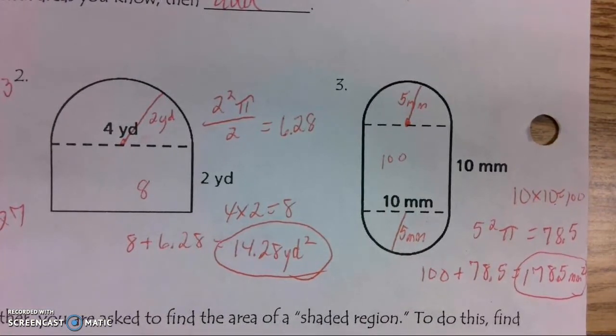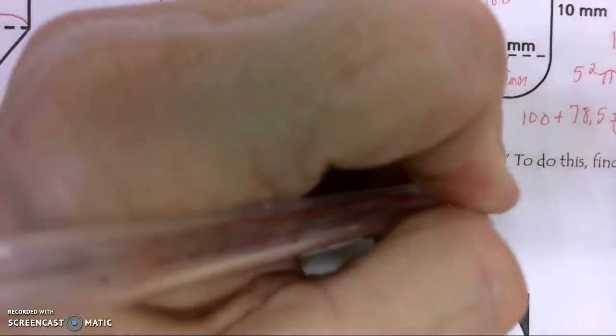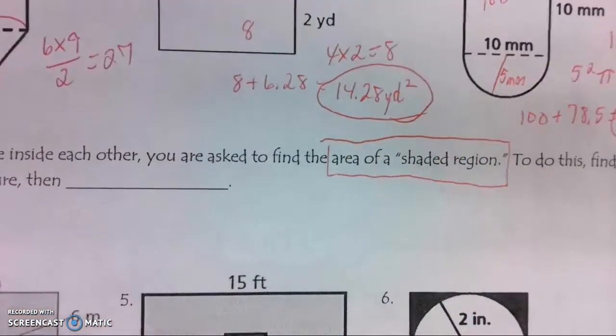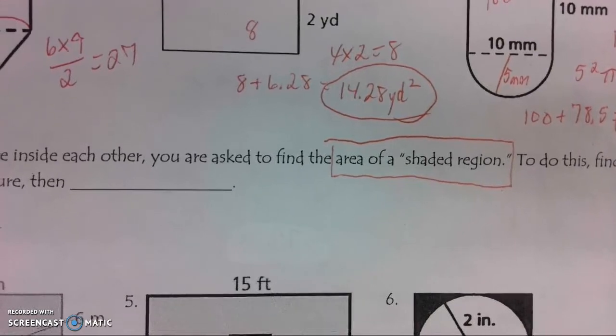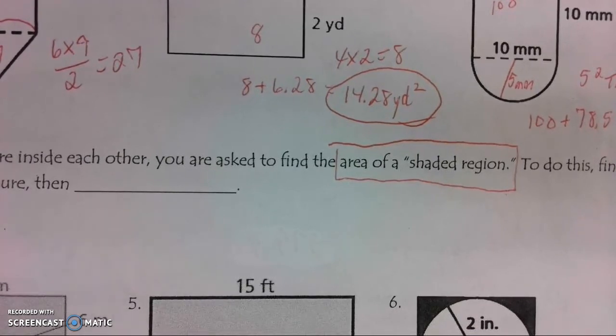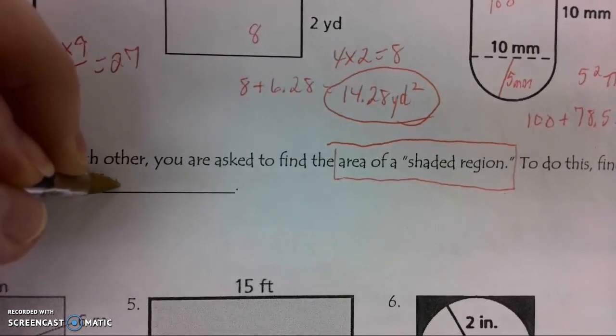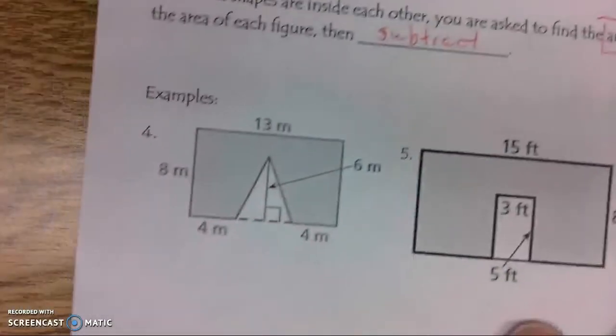Now, the other type of shape that you're going to have to deal with is one in which you are asked to find the shaded region. Well, when I'm asked to find the shaded region, what I still have are 2 or 3 shapes, and I need to then kind of remove those shapes because I only want the shaded region. So when I work with figures in which I want the shaded region, I need to find the area of each figure, but this time I'm going to subtract. So let's look at number 4.